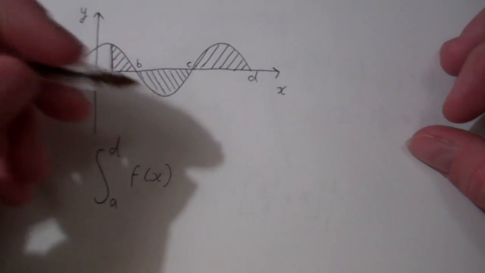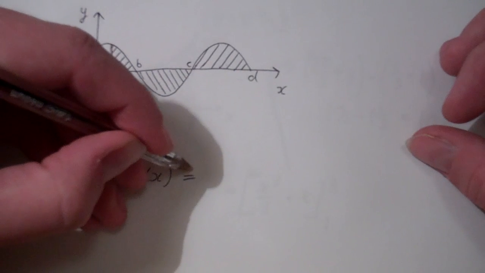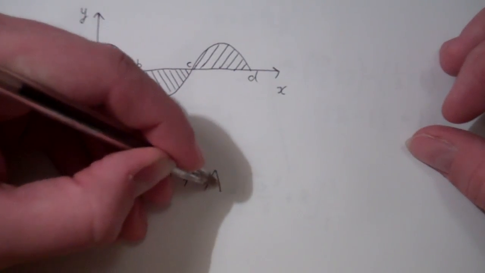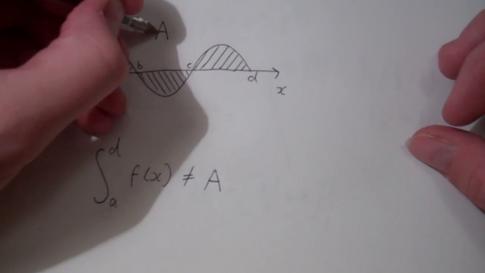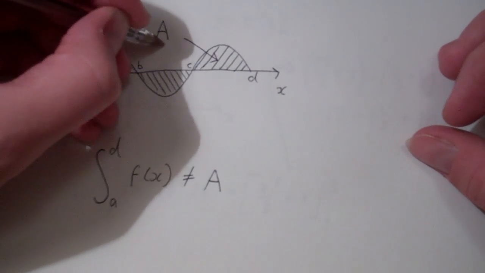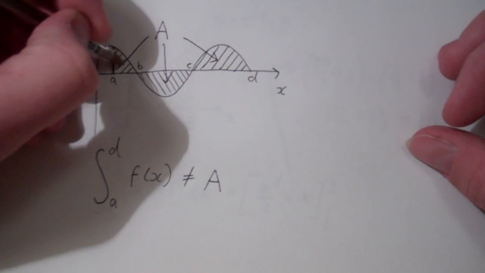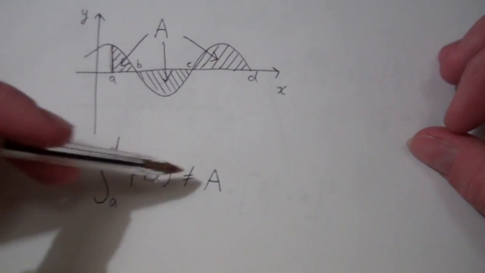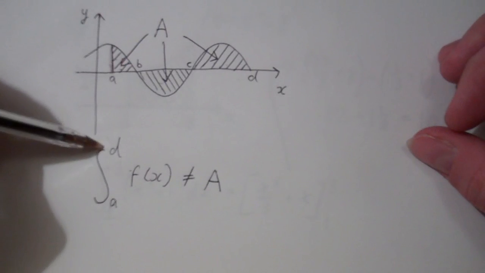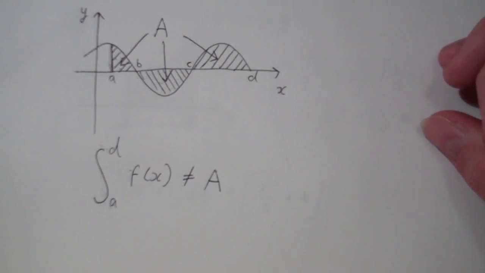Okay, that would not give me the total area. If the total area is this one plus this one plus this one, these three areas added together, no, you cannot do this, and there is a reason for that.